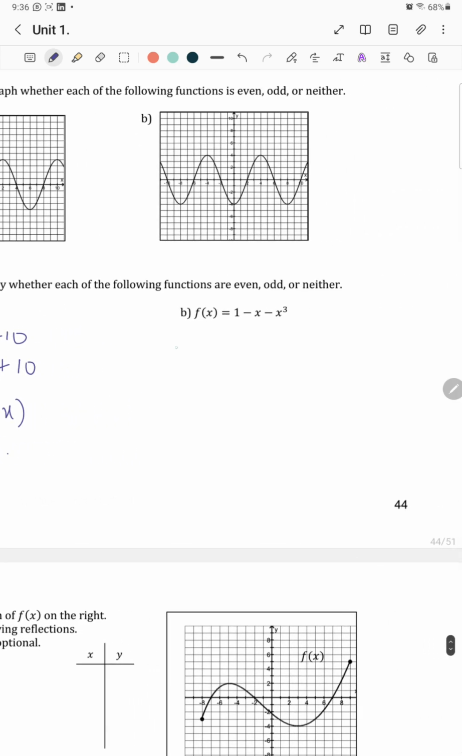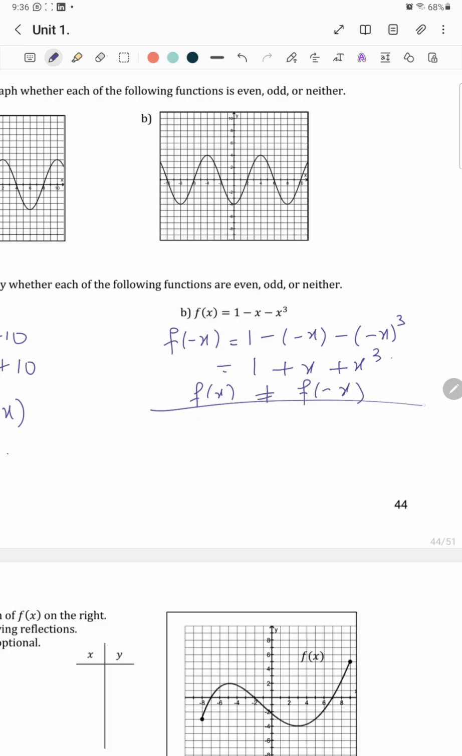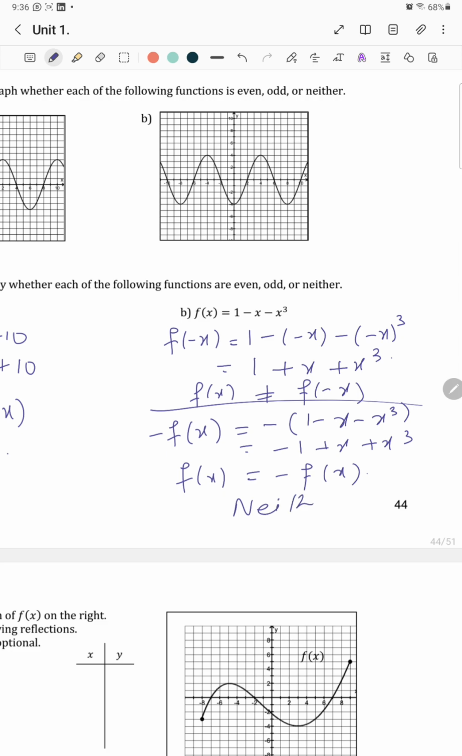Now f of -x would be equal to 1 minus x minus x cube, which is equal to 1 plus x, minus x cube is minus x cube, which is equal to plus x cube. So f of x is not equal to f of -x. Second option is we need to check minus f of x, which is equal to -1 minus x cube, so -1 plus x cube. So f of x is not equal to minus f of x, so it would be neither, not even or odd.